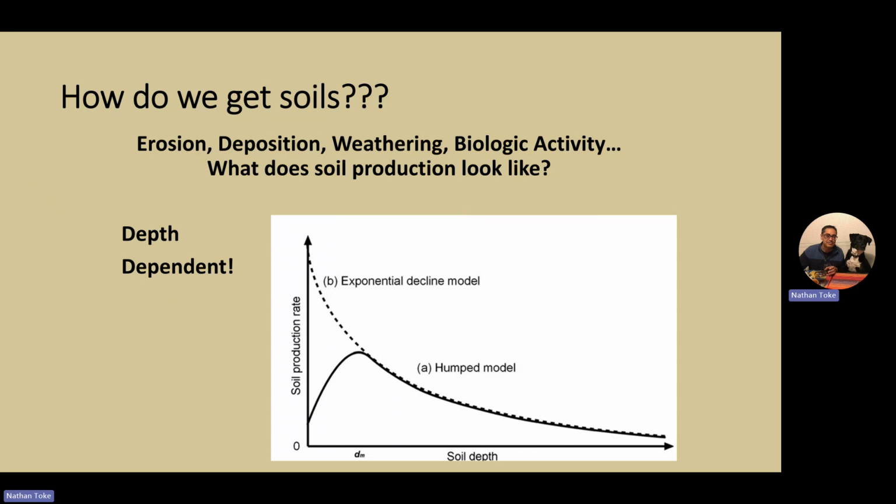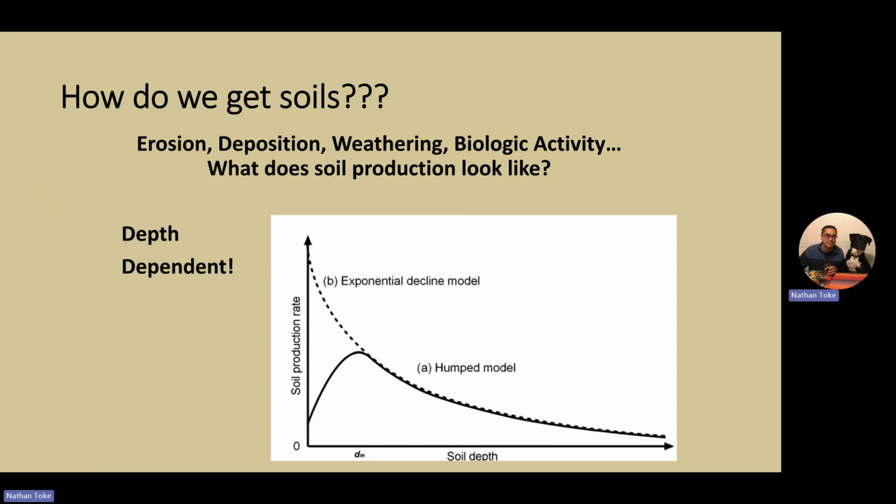But people have actually realized it's not quite true. Actually, you need a certain amount of soil to form to get the optimal amount of weathering. And this is the humped model of soil production. So you need a little bit of sediment and soil sitting on top of the rock to optimize how much weathering you can do. Why might that be?